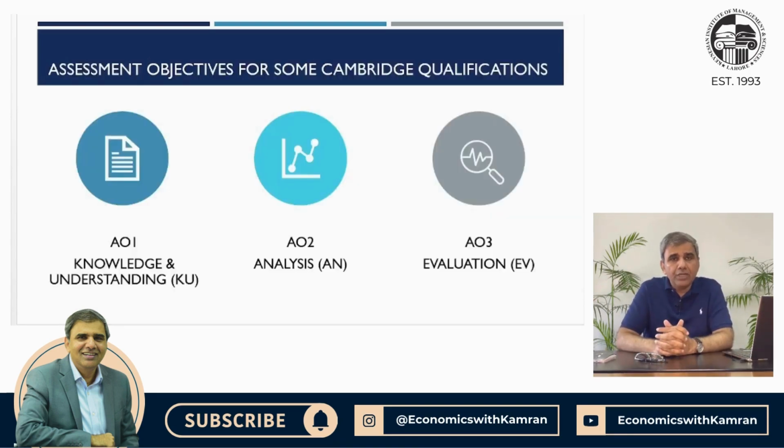There are 3 assessment objectives. There could be 4 in some qualifications. In some Cambridge qualifications there are 4 assessment objectives, but in most Cambridge qualifications there are 3. The 4 assessment objectives are AO1 knowledge and understanding, AO2 application, AO3 analysis, and AO4 evaluation. But in qualifications where there are only 3 assessment objectives, they are AO1 knowledge and understanding, AO2 analysis, and AO3 evaluation.